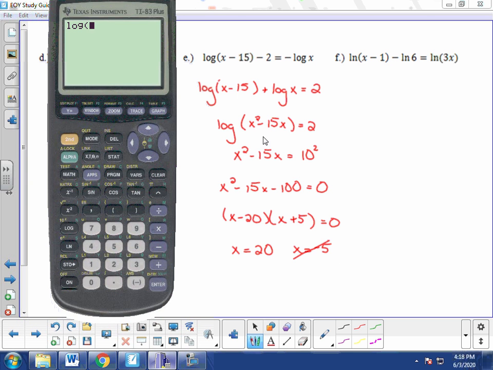I'm going to go ahead and just do the beginning. So log 20 minus 15 minus 2, and then take negative log of 20. Make sure these are the same values, and they are, so x equals 20 is our solution.